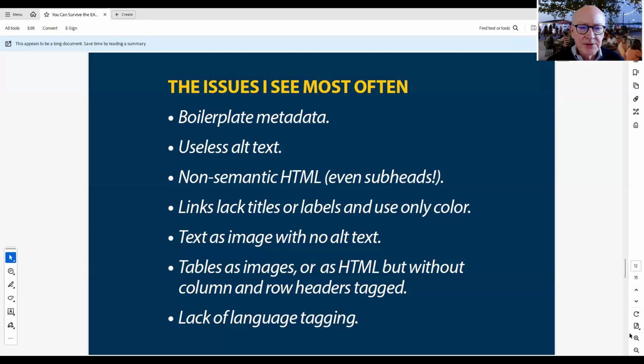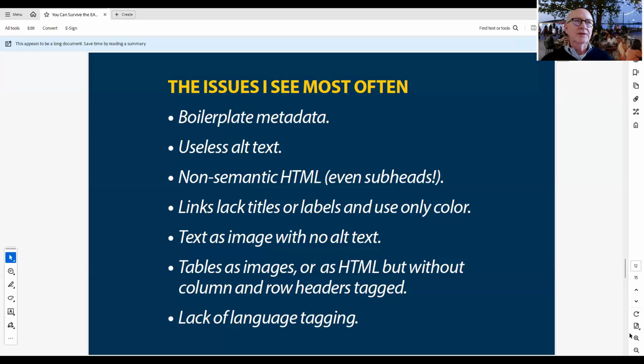A couple others, because I don't want to eat up too much time with this introduction: your links really need to have either the text of the link fully describe what the link is linking to, or you need a title or a label on it. And you can't use only color to distinguish links. This is really common, that the links are all blue. Well, for a colorblind person, that's not too helpful. Just put an underscore as well. That's an easy solution.